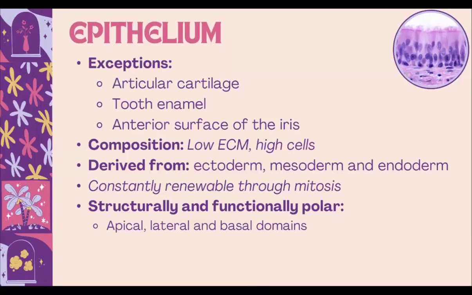Then, yeah, we also need to know where epithelium comes from. So it's actually from all the types of germ layers. Ectoderm, mesoderm, endoderm, it's from all of them. And a good thing about epithelium is it's continuously renewable. So it can constantly regenerate through mitosis. This can also be a question that you can get.